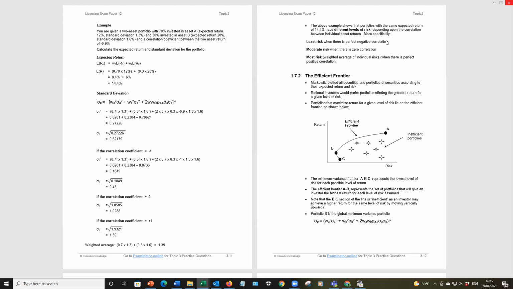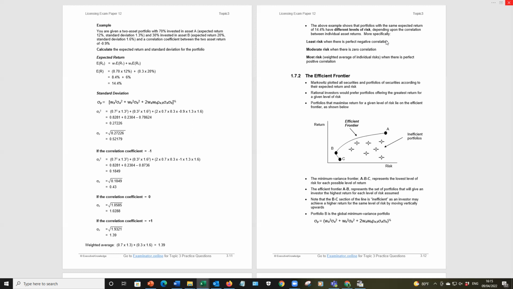So top of page 3.12, we're told the above example shows portfolios with the same expected return of 14.4%, because that does not change, have different levels of risk depending on the correlation between the individual assets. We have the least risk when you have perfect negative correlation. That means correlation coefficient -1. Moderate risk when correlation coefficient is 0. And most risk, in fact, the weighted average of the individual risks, where there's perfect positive correlation, where the correlation coefficient is +1. That takes us on to the efficient frontier.